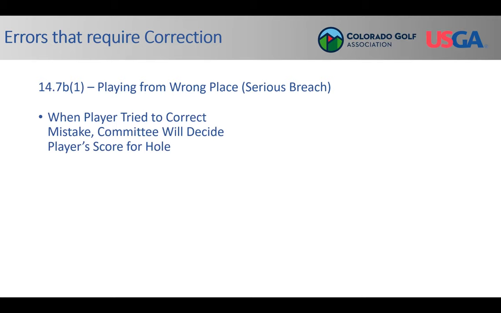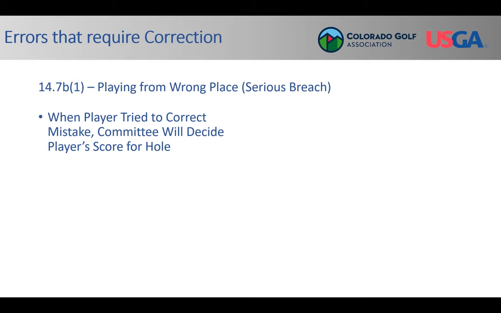When we get to the point of determining whether it's a serious breach, and I kind of glossed over the definition of serious breach with wrong place, we're considering where the ball should have been, the distance from where it should have been dropped, all the conditions affecting the stroke, the lie, the difficulty of the shots. All of those things factor into whether it was a serious breach or not.